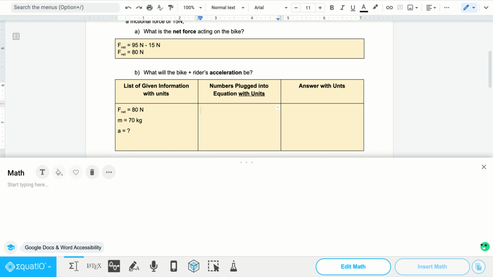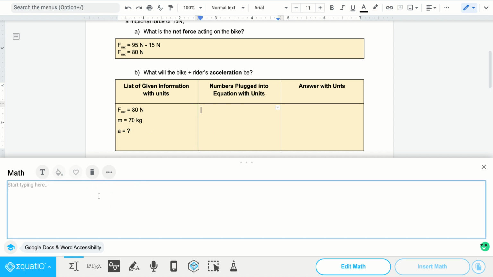Now, let's plug our numbers into the equation. We're using the version of the equation that has been solved for acceleration. So a equals F over m. I'll put numbers into that. a is equal to the 80 newtons of net force divided by the mass, 70 kilograms. And so we'll have 80 divided by 70.